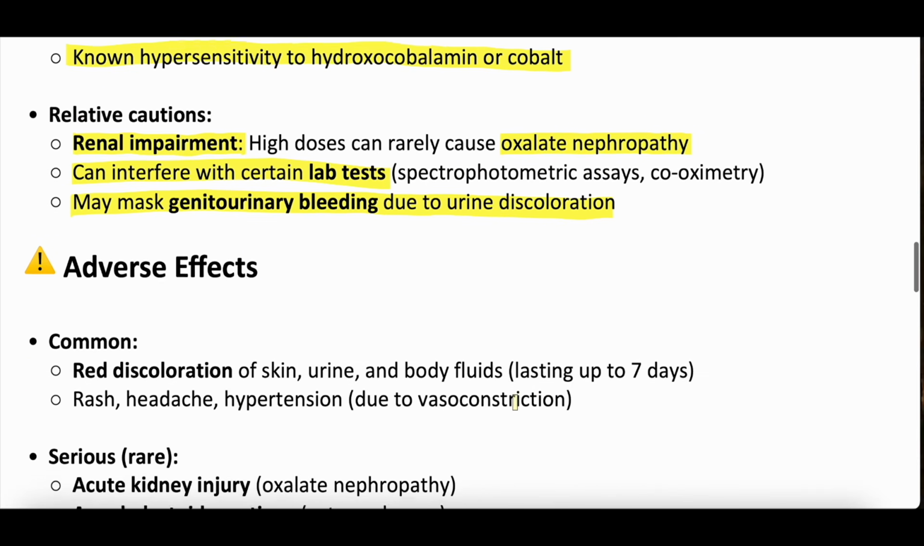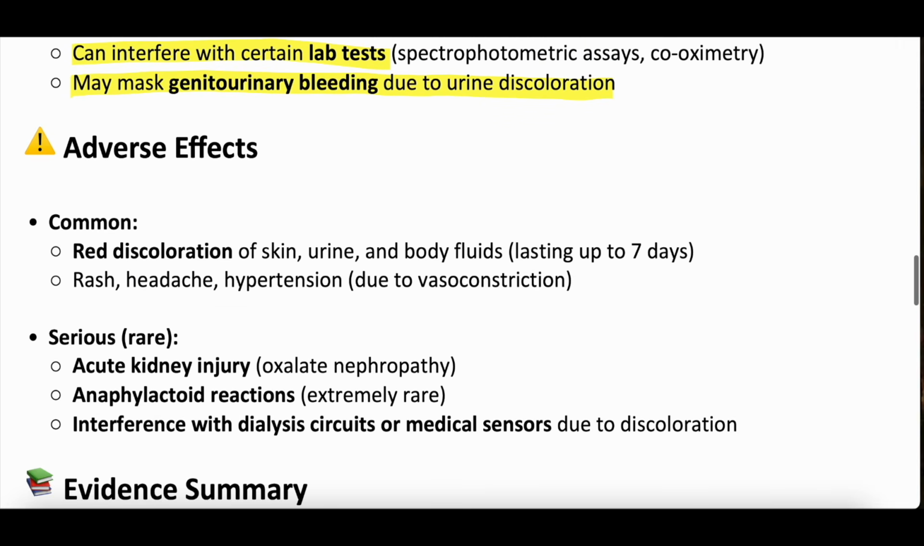All right, adverse effects. Common ones are the red discoloration of urine, but it can also cause red discoloration of skin and bodily fluids that can last up to 7 days. And you can actually, from the vasoconstriction, get rash, headache, and hypertension. So just something to keep in mind. These are not that serious. Right? Red color of stuff, some headache, all things considered not that serious.